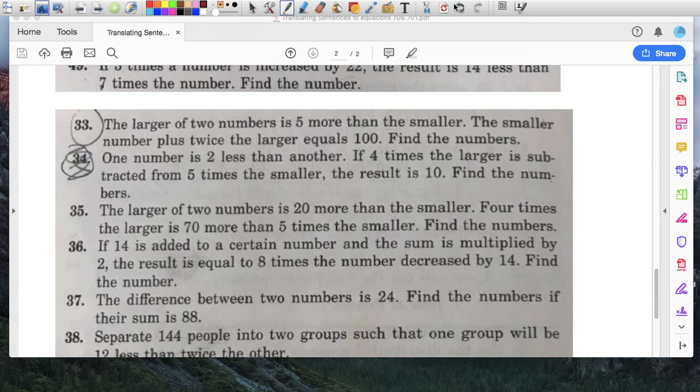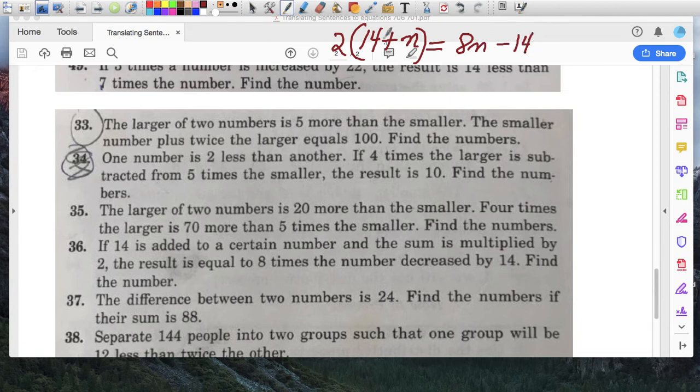Okay, forget it. If 14 is added to a certain number, let's call that number n, and the sum is multiplied by 2. So if I add these two, and whatever sum I get, I multiply by 2, the result is going to equal 8 times the number decreased by 14. Find that number.